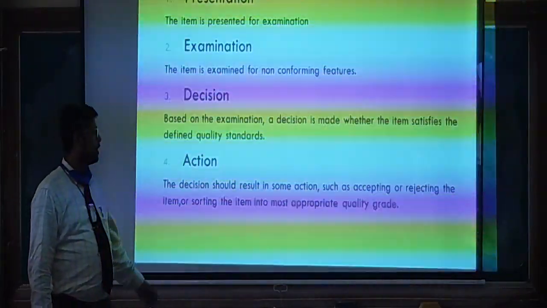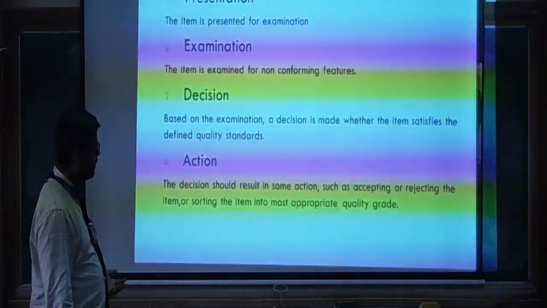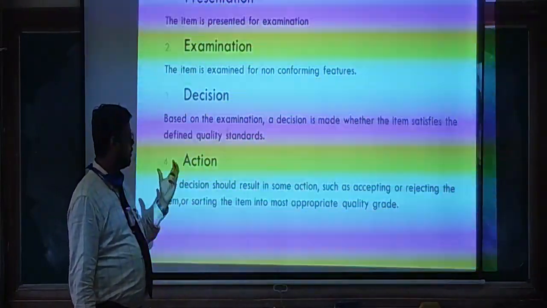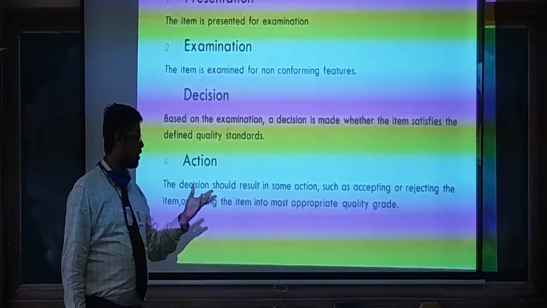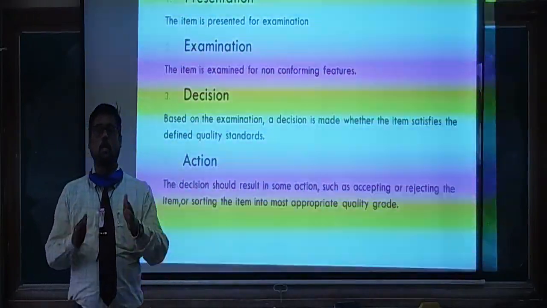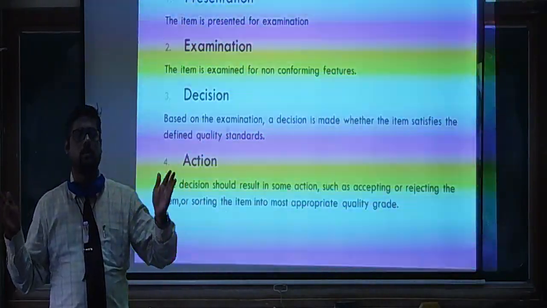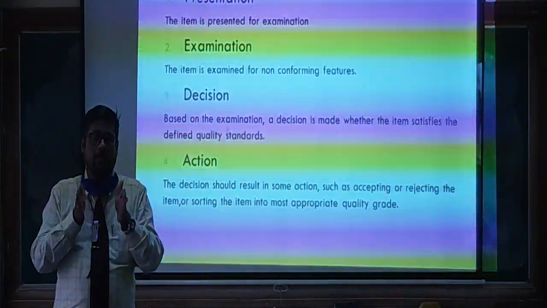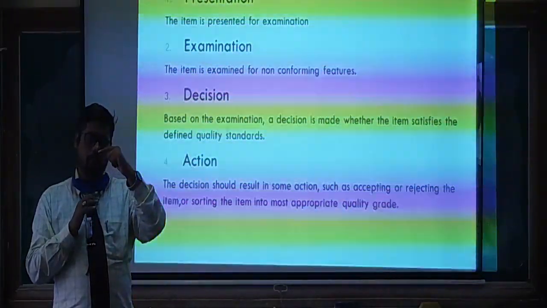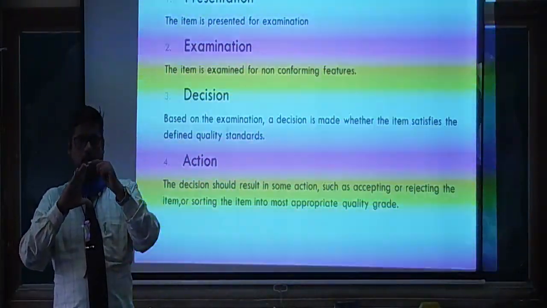The decision should result in some action. Whatever decisions we make, whether it is conforming or non-conforming, accepted or not accepted, the decision results in some action, such as accepting or rejecting the item, or sorting the item into the most appropriate quality grade. So we are sorting those particular parts. Though the parts are within the limit, say 100 parts within the limit, the variation will be there. Though the tolerance band is given, the parts vary within that band. We are sorting those parts.